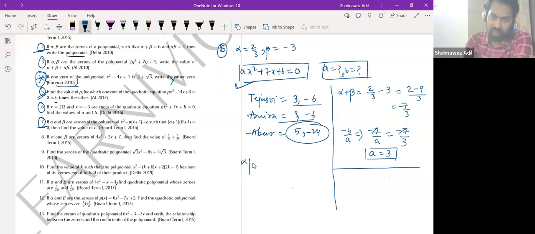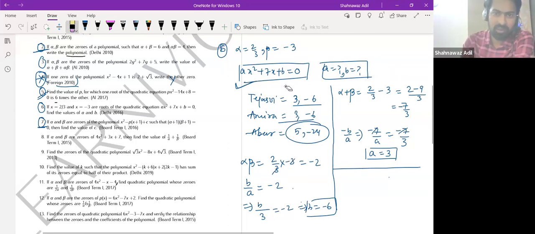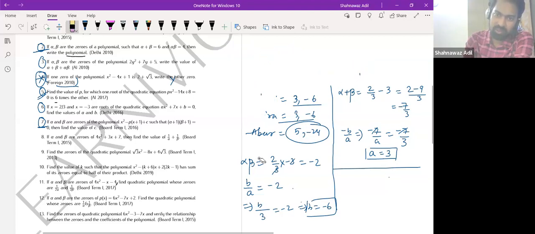And alpha into beta would be how much? This would be minus 2, and then this is equal to c by a, which is minus 2. So c is what we want to calculate, 3 times minus 2, which equals minus 6. Okay, everybody got the right answer. Good, good. And this is what we have to improve, right? Small calculation mistakes. Everyone understood the problem. Then let us do the next one.